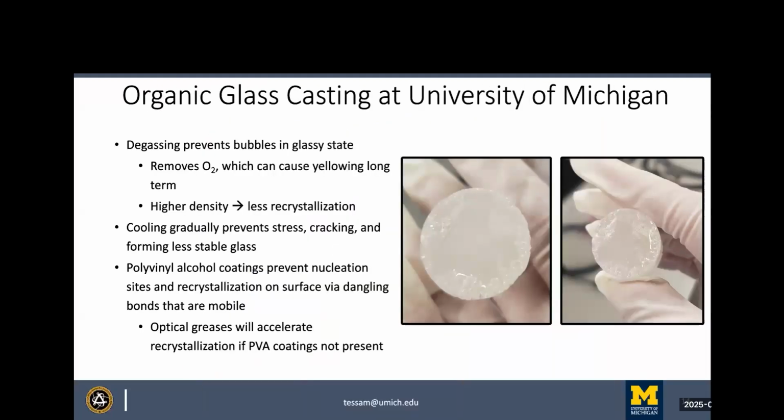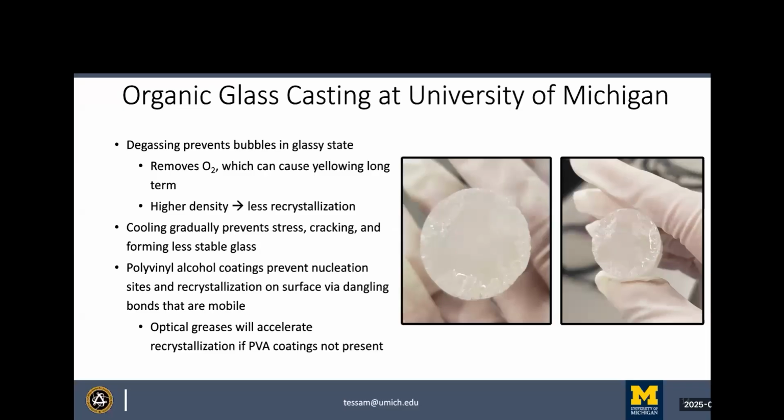Now, after the glass comes out, you can see that it still has some bubbles and peeling in these pictures over here on the right. That is why we need to degas to prevent air bubbles in the glassy state. That also removes oxygen, which can cause yellowing in the long term.